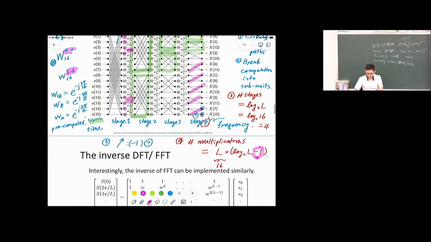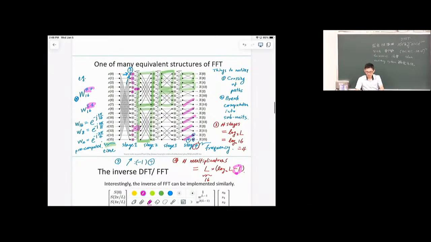So back to my title right here. I need to share with you: if this is surprisingly beautiful to you, congratulations. We have many equivalent implementations. This is one of many equivalent structures of FFT, and all of them involve a much reduced computation load. Now the computation load becomes on the order of L times log 2 of L. That's an important fact to understand. The computation load is L log 2 L.